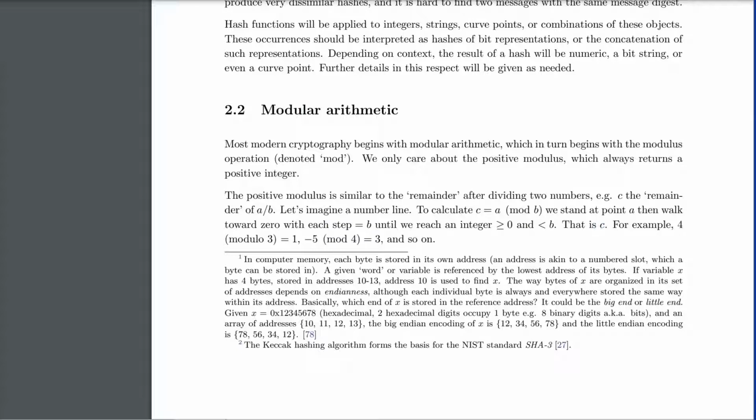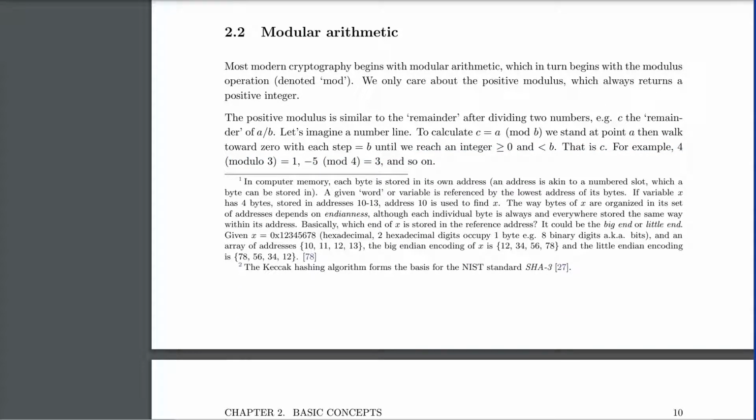We're given a couple of examples, 4 modulo 3. If we're at 4 and we take a step of size 3 towards 0, we arrive at 1. 1 is between 0 and 3, so it is our answer. In the same way, you could take a negative number, negative 5 mod 4. If you take a step of size 4 towards 0 from a negative number, we're going to add 4 to it. Negative 5 plus 4 is negative 1. That's not yet in the range we're interested in, so we add 4 again. Negative 1 plus 4 is 3. That is in the range between 0 and 4, so that is our answer. You can do as many examples of that as you feel comfortable with, but that's the idea.